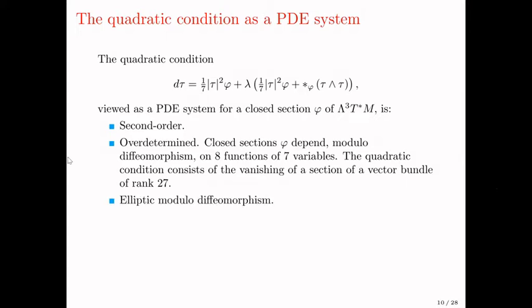Okay. And I'll say it's elliptic modulo diffeomorphism. What that means is that it's elliptic in the sense that its real characteristic variety vanishes. But modulo diffeomorphism, well, this equation is diffeomorphism invariant because everything here is an invariant of the G2 structure, so it can't be actually elliptic. It has to be elliptic modulo diffeomorphism.